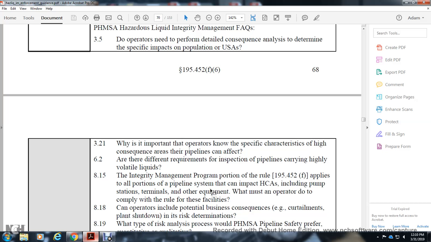It is important for the operator to know that the specific character of the high consequence area of the pipeline can affect the different requirements for inspection of pipelines carrying highly volatile liquids. The integrity management program portion of 195.452(f) applies to all portions of the pipeline with the impact on the high consequence area and includes the pump station terminals and other equipment. What must the operator do to comply with the rules of the facility?